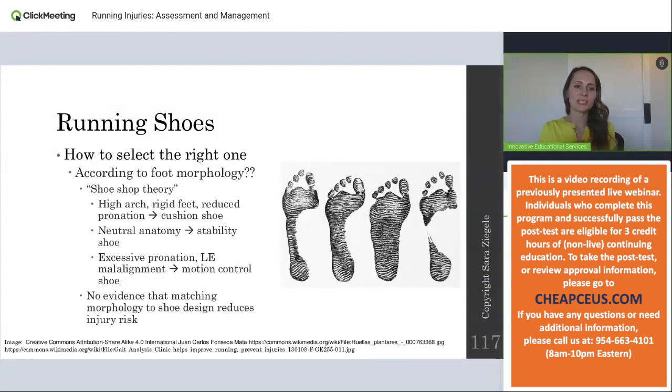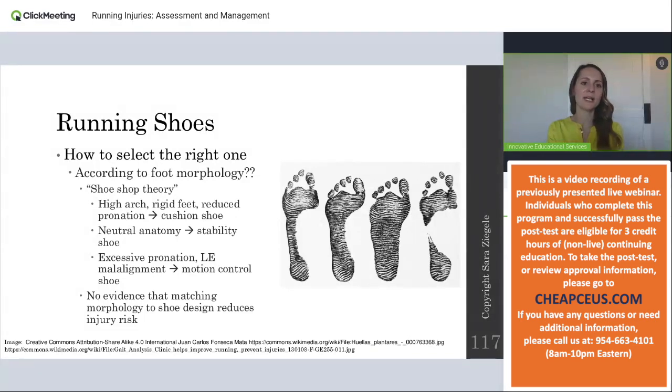So the real question is not, is there one best shoe, but how do we select the right one? How do we guide people to the right option for them? So the historic shoe shop theory, as we call it, when you go into a shoe store and they try and help you select the right thing, it still exists today. There is this program where they compare how your foot structure looks and the amount of support in the shoe.